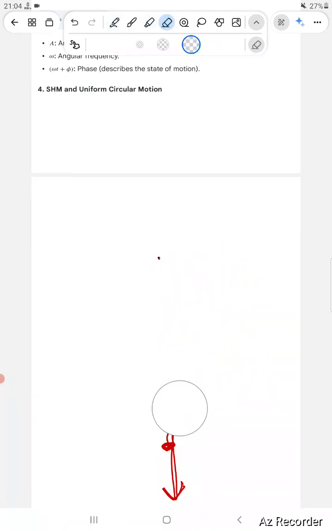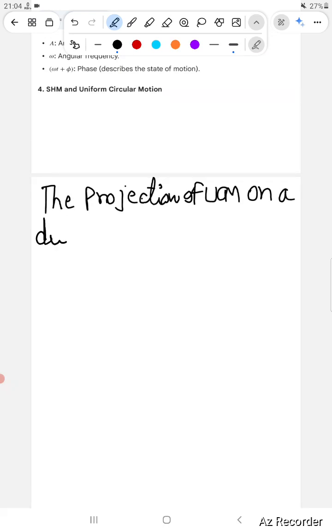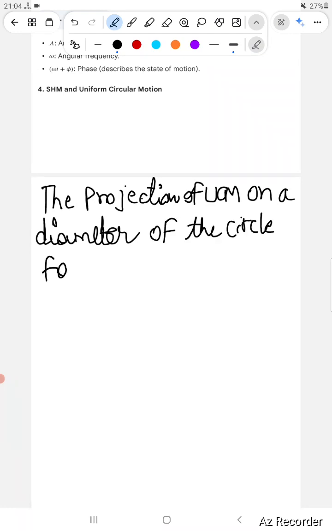So let me write here, and you can draw a figure as I have drawn, but you have to write in your notebook: the projection of UCM on a diameter of the circle follows SHM. I hope this is clear to you.